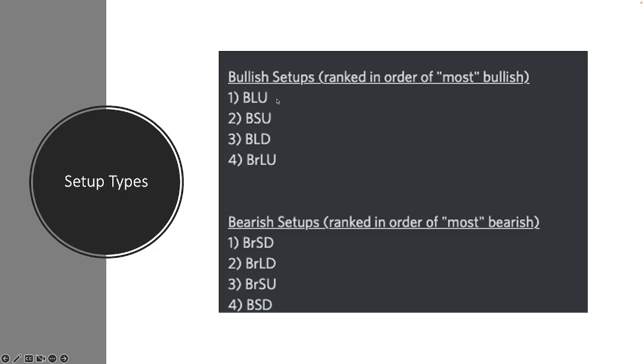In order from most bullish to most bearish, we can see we have BLU, BSU, BLD, and BEL. So bull long up, bull short up, bull long down, or bear long up are all of our most bullish, from strongest to weakest. And then just the opposite for the bearish setups. Again, this information's in the Discord, which I highly recommend looking at.